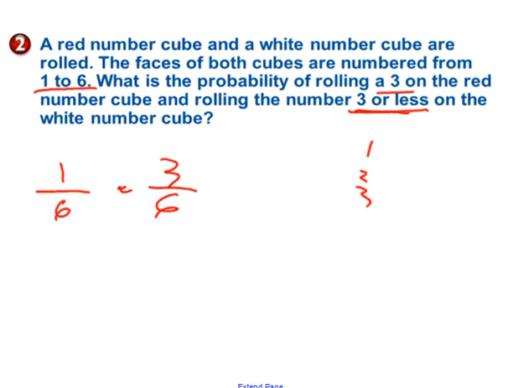So here I can do some reducing. I'll put 3 into there 1 time, 3 into there 2 times, so I get 1/2. 2 times 6 is 12, so I've got a 1 out of 12 chance of rolling a 3 on the red number cube and rolling a 3 or less on the white number cube.